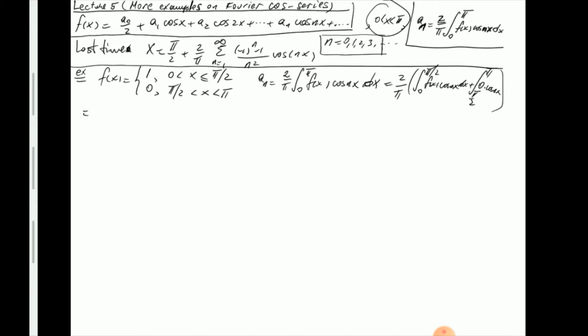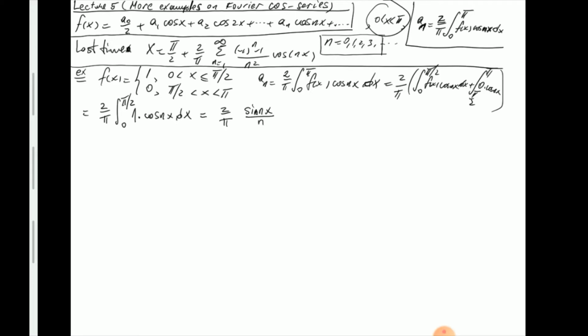So basically, in effect, you're left with 2 over pi, the integral from 0 to pi over 2, of the function itself, which is 1, times cosine of nx dx. So this will be a very easy integral, right? And notice, when I integrate cosine of nx, if you do a quick mental substitution, it is sine of nx over n.